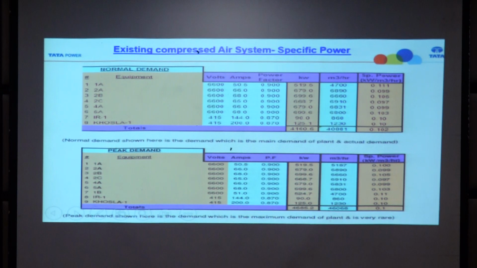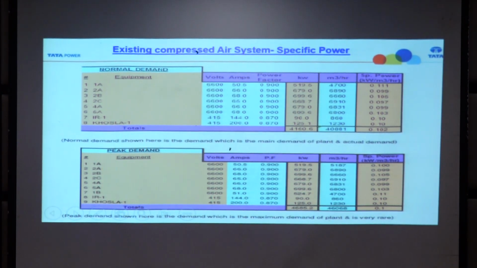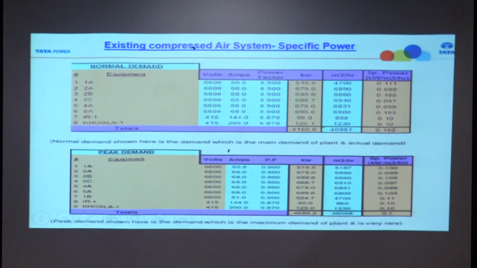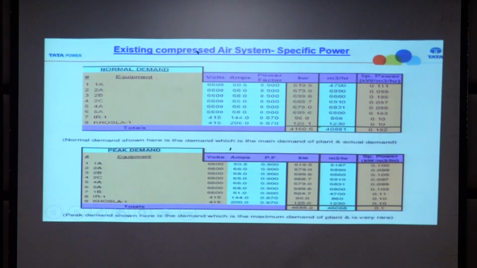So this is the normal demand period. The actual demand is around 40,800 cubic meter per hour, and the specific power, that means kilowatt per cubic meter per hour, is almost 0.102. And when the demand is at peak, the actual requirement is around 46,000, and the specific power is a little bit less, from 0.102 to 0.1.